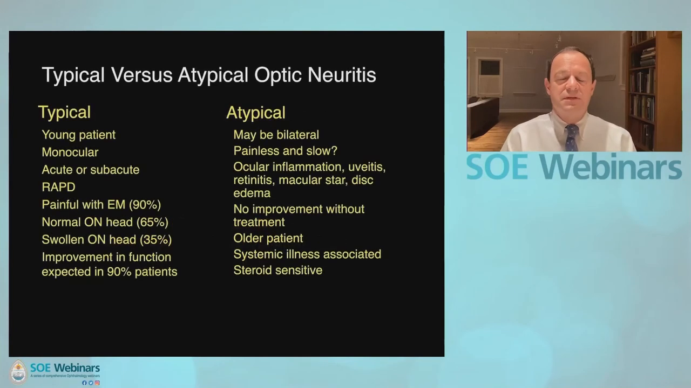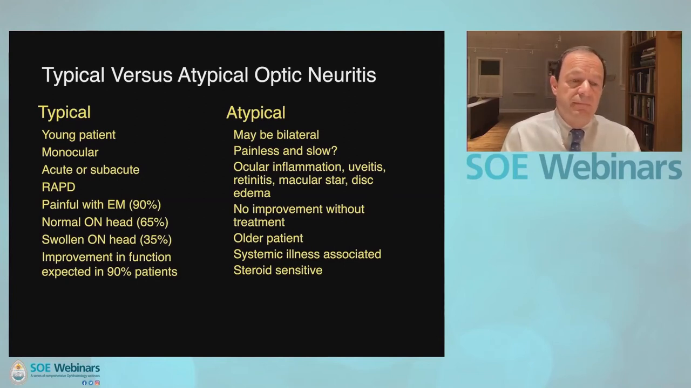I am going to be discussing a very large topic, the essence of which is distinguishing typical versus atypical optic neuritis. As a neuro-ophthalmologist, we are busy trying to decide which optic neuritis we're dealing with. The typical optic neuritis, as most people treating eye patients will know, is a young patient that has monocular acute or subacute loss of vision.